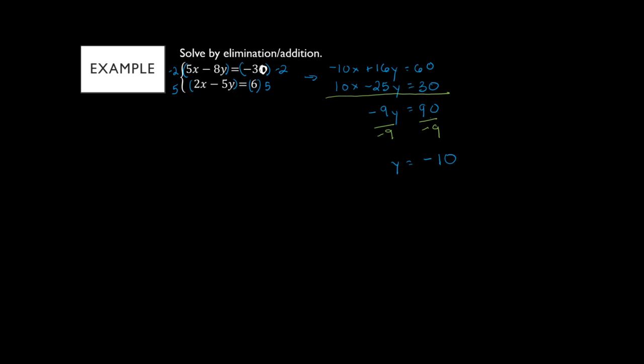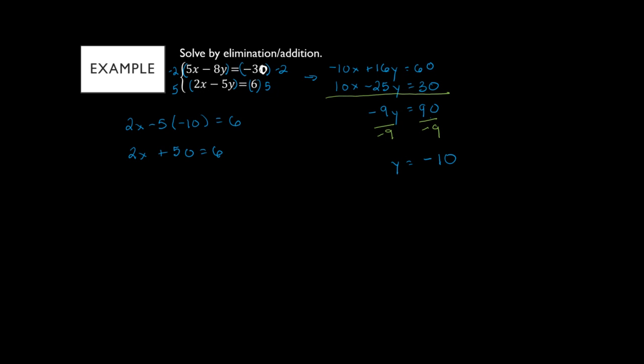And so now we want to plug that into one of the equations to find x. So we want to plug it into either the first or the second equation. And it doesn't really matter. I'm going to choose the second equation just because there are smaller numbers in it. So we have 2x minus 5y, and y we solved as -10, and then equals 6. So 2x plus 50 equals 6.